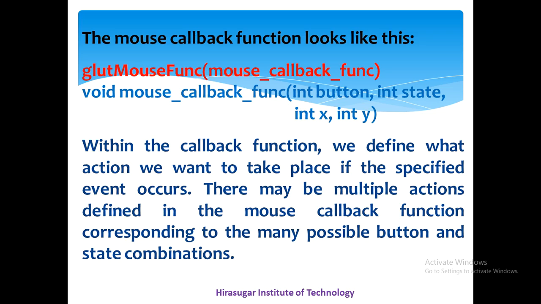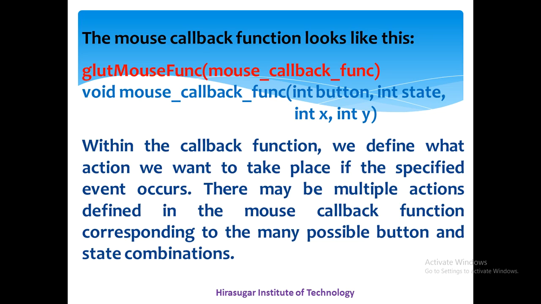You don't write integer state first and integer button afterwards. First is integer button, next integer state, next integer x, next integer y. In this order only you can write; whatever name you want for your function you can give, but the parameter order you cannot change. Integer button means which button you want to use among your 3 mouse buttons: left, middle, right. That is the meaning of integer button.